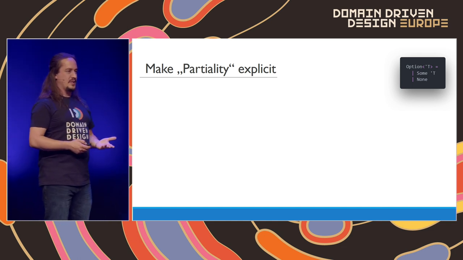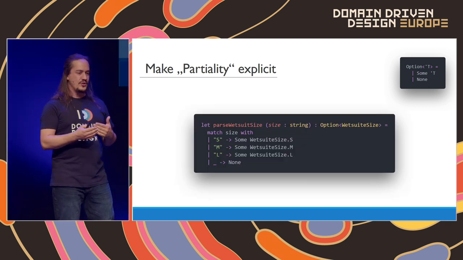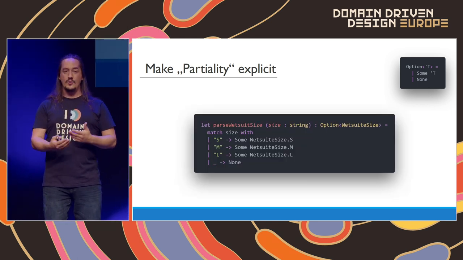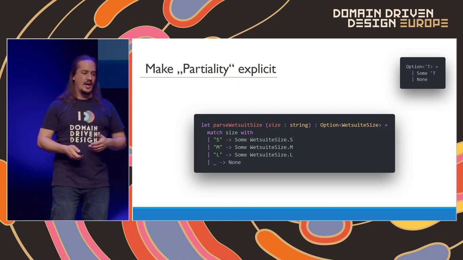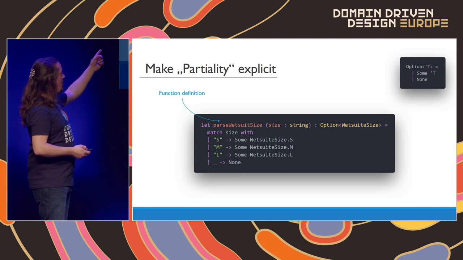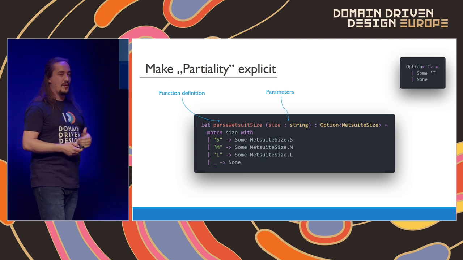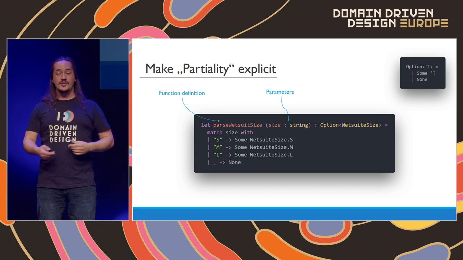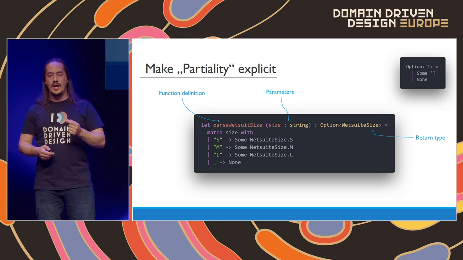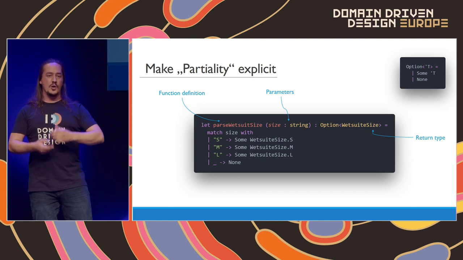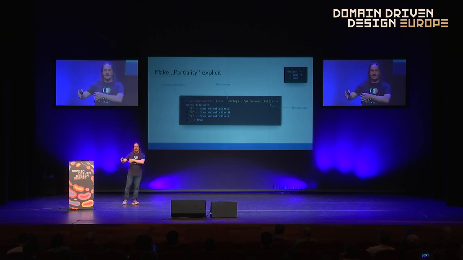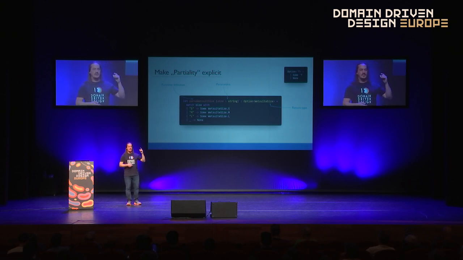Making partiality explicit, right? We had the function where you can enter anything, and depending on the value, it returns something or it returns null. Well, if we make it an optional return type, so we have the function here called parse wetsuit size, and the parameter is a size, right? You enter any string of your choosing, and the return type is not just a size or just an enum, it's now an option of wetsuit size. So option is a generic type that is encapsulating another value. An option can only be, as you can see in the corner, some or none.